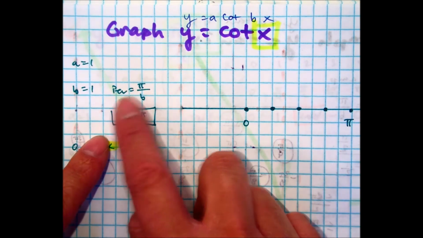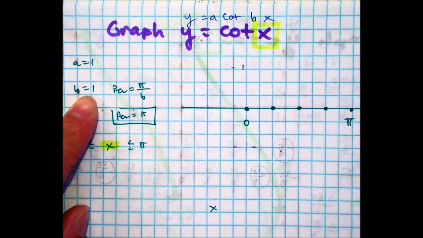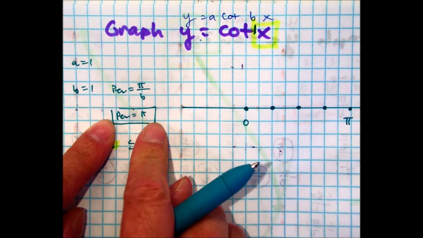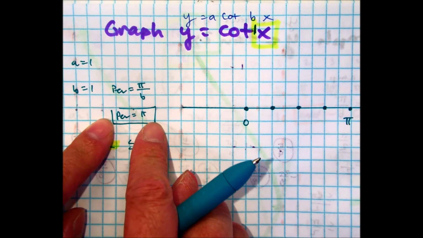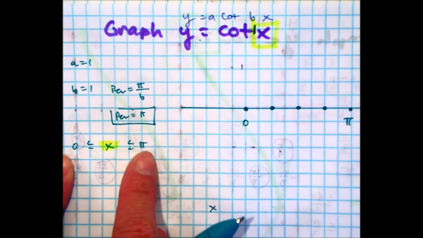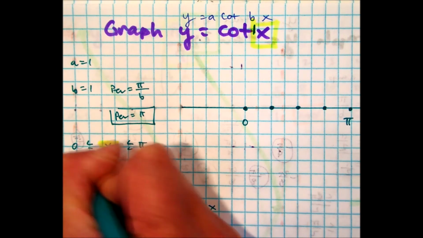So the equation is period equals pi over b. Your b value is 1. So you have a length of pi. Now if you put everything to the right of the trig function between the inequality 0 and pi, this will tell you where to start and where to end.